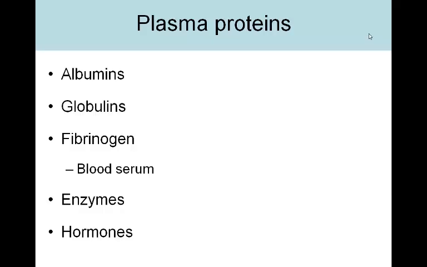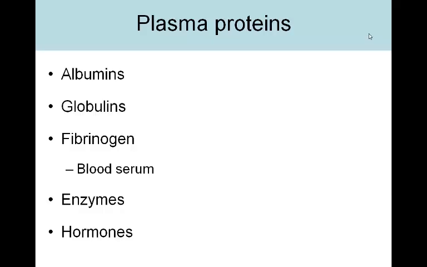Enzymes are just molecules that speed up chemical reactions, and most enzymes are made out of protein. And there are many different types of enzymes that we find in blood plasma. Just to give you an example of one, there's an enzyme called ACE, which is an abbreviation for the angiotensin converting enzyme. And this particular enzyme is very important with helping to regulate blood pressure, actually.